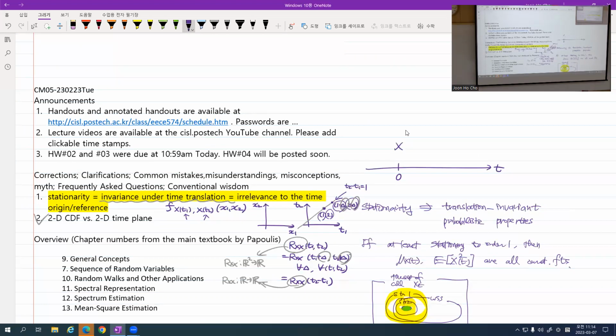And you want to describe the property of a certain continuous time random process. Suppose you have found that the process X of t is stationary. For simplicity, let's consider stationary to order 1. Then what does that mean? The first order PDF does not change at all, right? When you change the time t. That means your selection of t equals 0 does not affect your first order PDF, right?